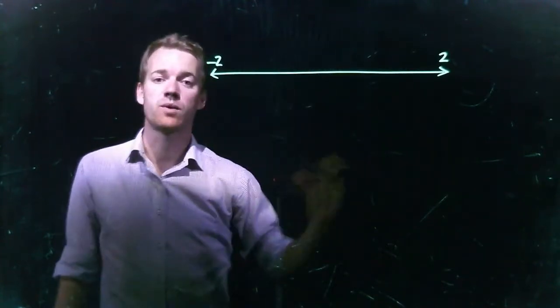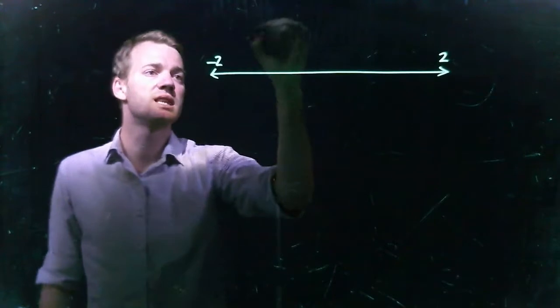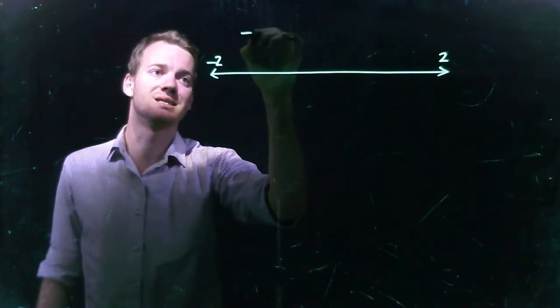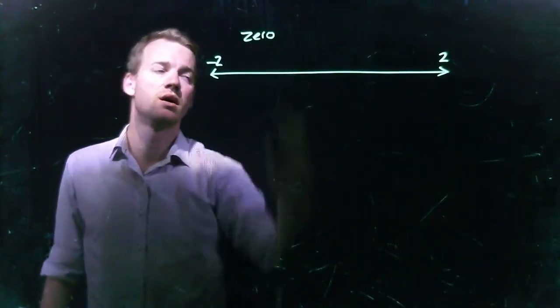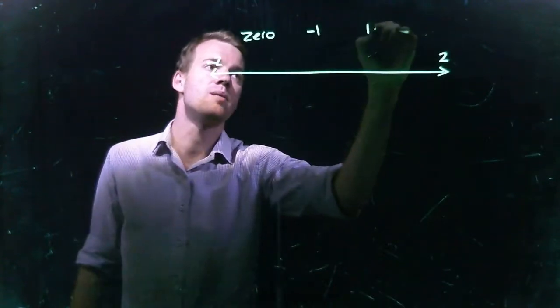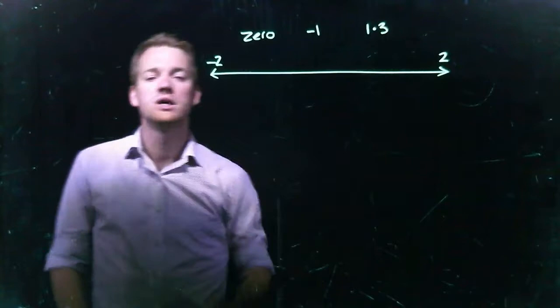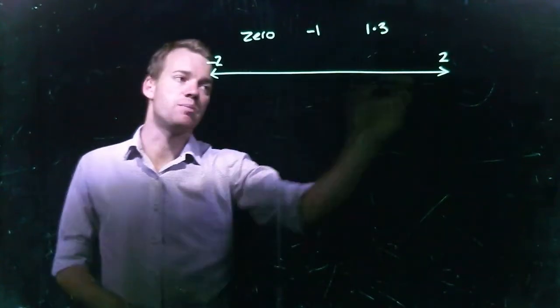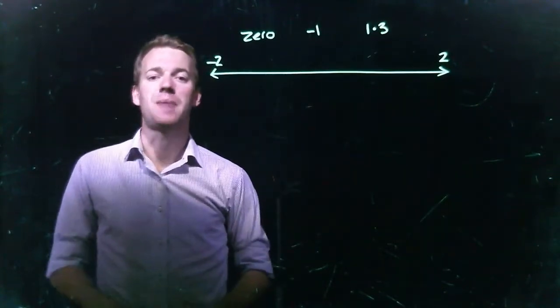So, today we're going to represent a couple of different numbers. The numbers that I'm going to represent are 0. I'm also going to represent -1 and 1.3. To do that, what we need to do is break this line into its parts.